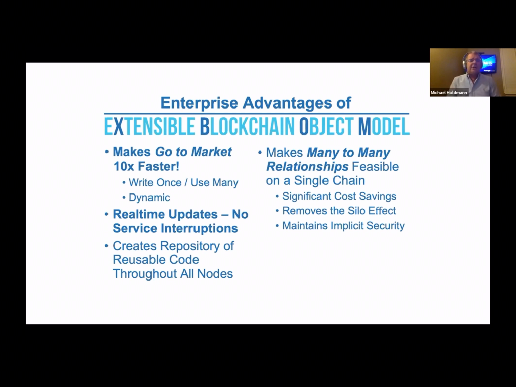If somebody sends you a transaction and you do not have the proper code to execute that transaction, or whichever part of that transaction you're supposed to, then your account will look up the class tree and find the code that's necessary for you to execute that transaction. And if you have all the proper credentials, it will instantiate it into your account on Hyperledger. It creates a repository of reusable code throughout all nodes, and it makes many-to-many relationships feasible on a single chain.